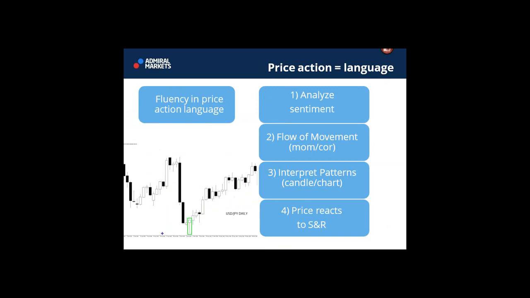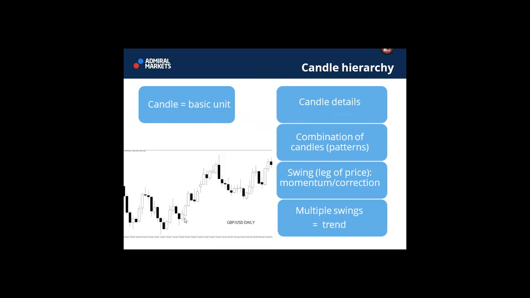So, for instance, let's just say for convenience's sake that there's a support level here, and we see that green box there, and it's a pin bar. So we see a reaction of price to the support level. That's giving us information that price is reacting to support. All right, so that's another way we can use price action. So we can analyze the flow, we can interpret patterns, and we understand if and how price reacts to support and resistance. Very fundamental, important things. All right, so now we know what we can do with it.